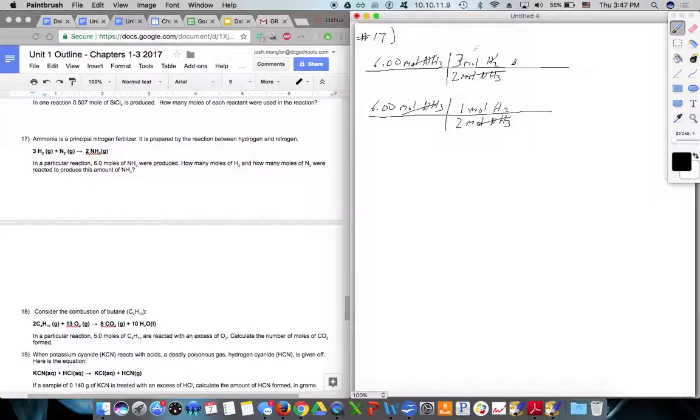So here's the 3 moles of hydrogen, doing the hydrogen. And then over here we have to do the nitrogen. So let me go ahead and fix this. This goes away. This is the nitrogen. There. And we get our answers. 6 times 3 divided by 2. 9. It's going to be 3.